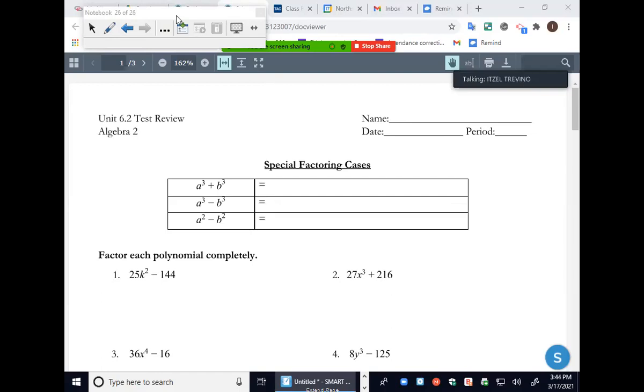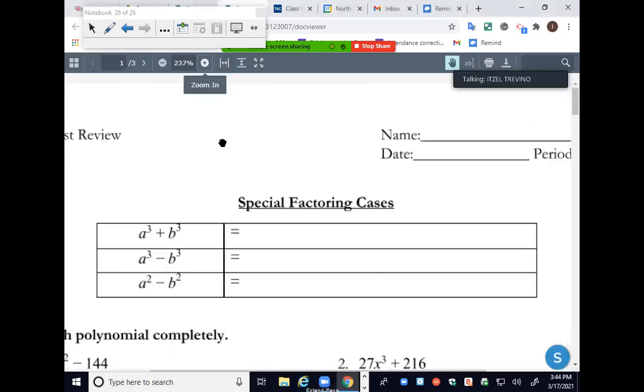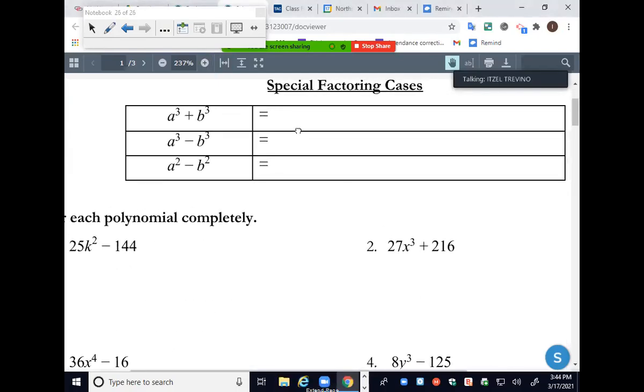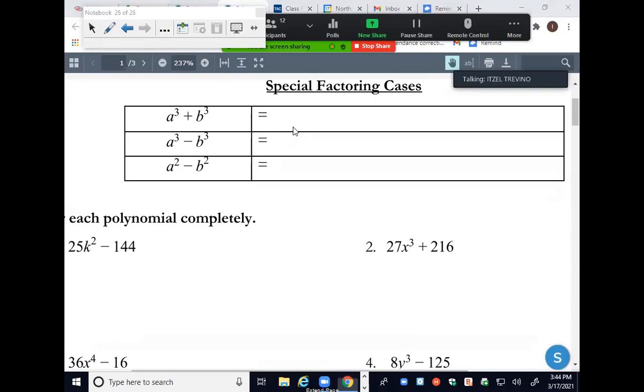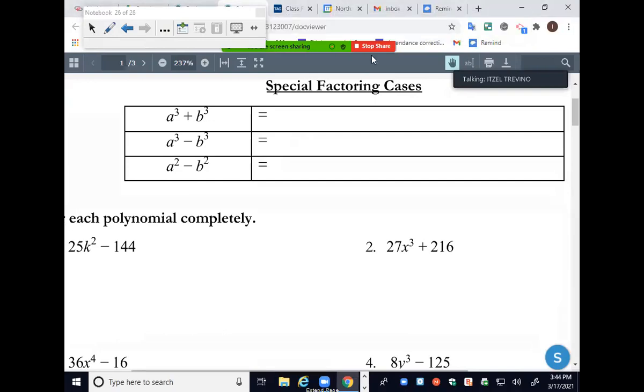So in our little boxes here, we have a cubed plus b cubed. Remember, you can use the whole review on the text. So what are we going to put in the boxes? We're going to put the little equation that we use for the sums and the differences. That way you guys can have it at the top, or if you're at home, you can write it down, or type it into the box, whatever you want to do.